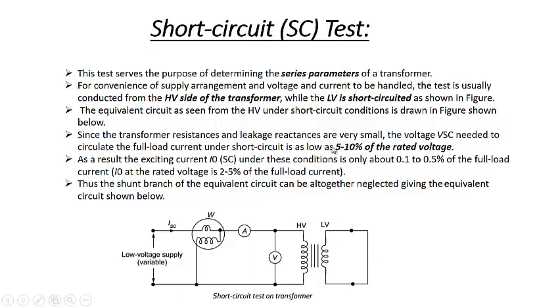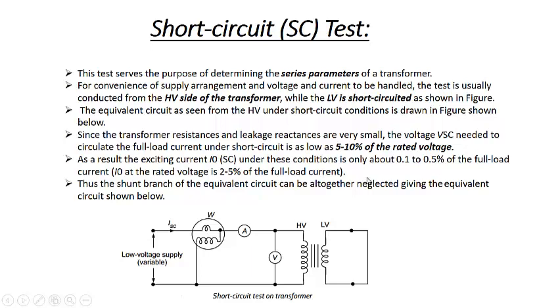So when the supply voltage is very small, the exciting current will also be small. For full load current at rated voltage, the exciting current is around 2 to 5%. So for this much voltage, it will be only 0.2 to 0.5%. It will be 0.2 to 0.5% only.